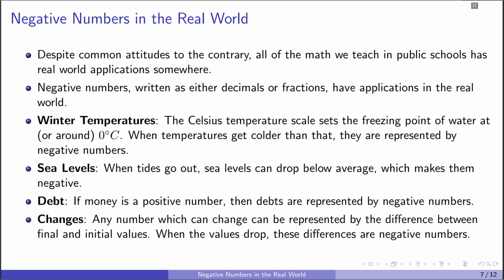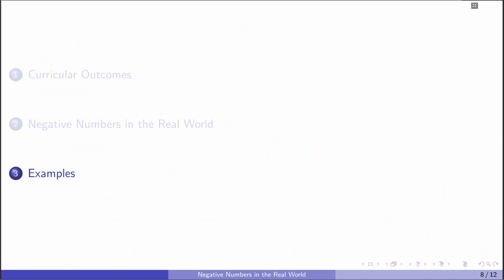Changes. Any number which can change can be represented by the difference between final and initial values. And those changes are generally always treated as final minus initial. When the values drop, these differences are negative numbers. So, let's see some examples.